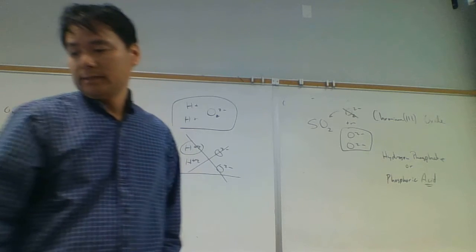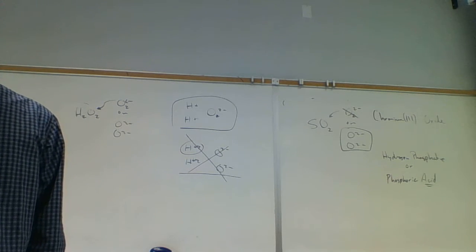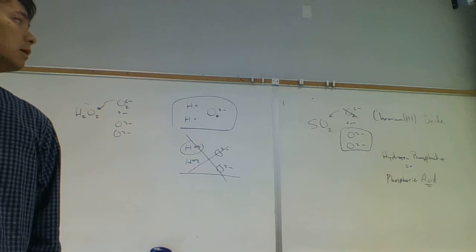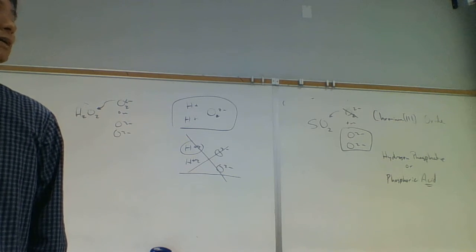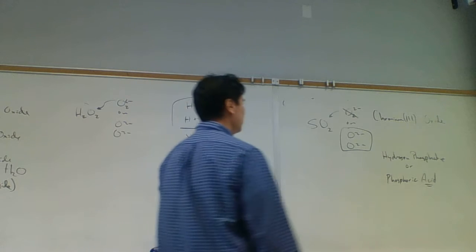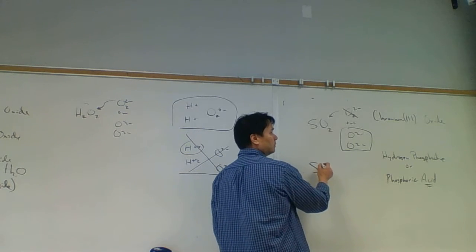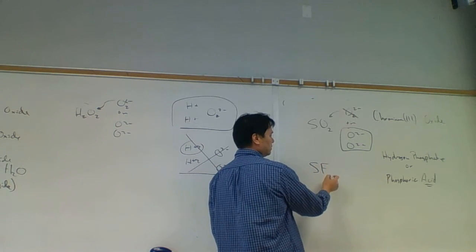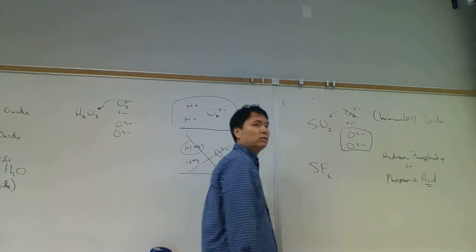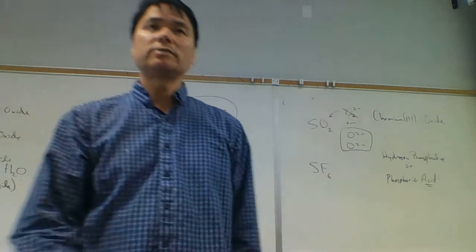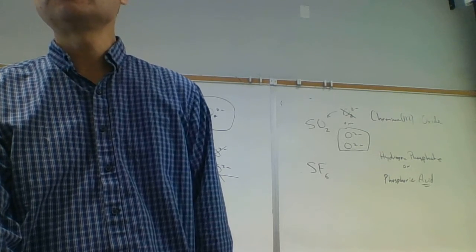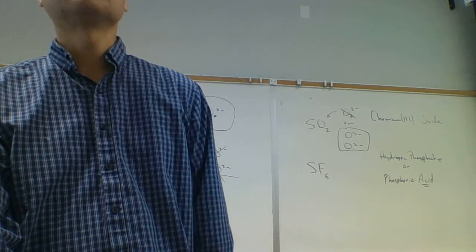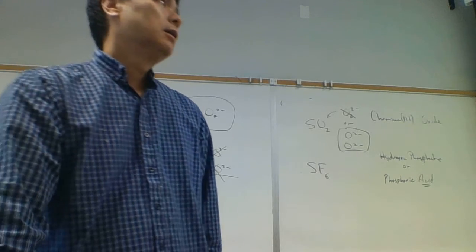Not always the case, but in this case it is. All right, let's go to the next one. The next one is sulfur hexafluoride. Sulfur hexafluoride would be SF6. Okay, we know the charge on fluorine. The charge on fluorine is -1. Therefore, the charge on sulfur must be +6.